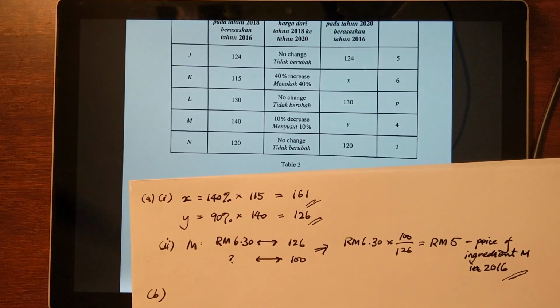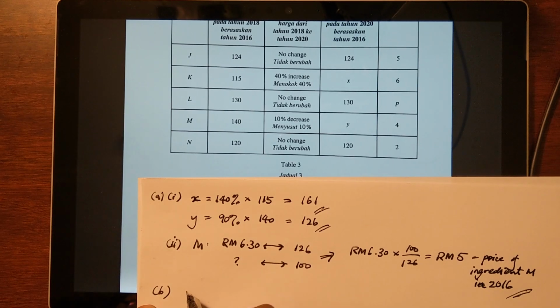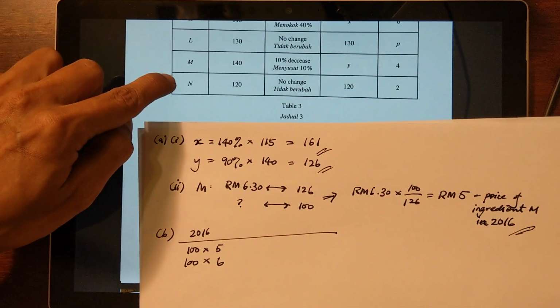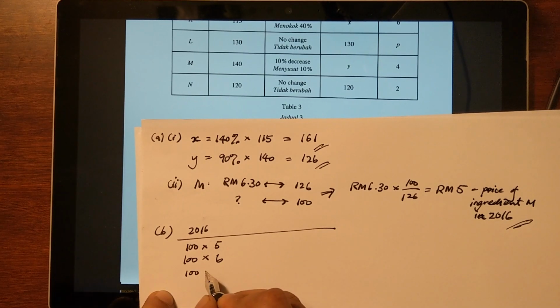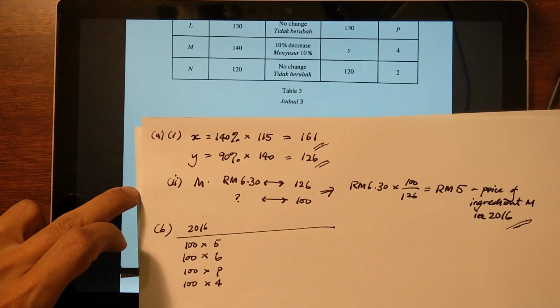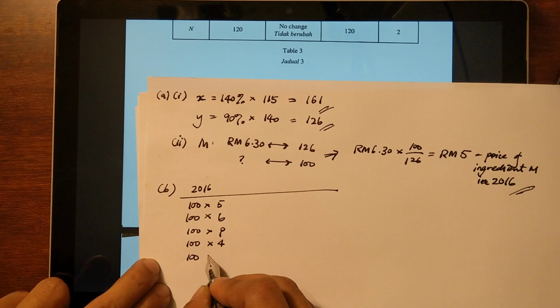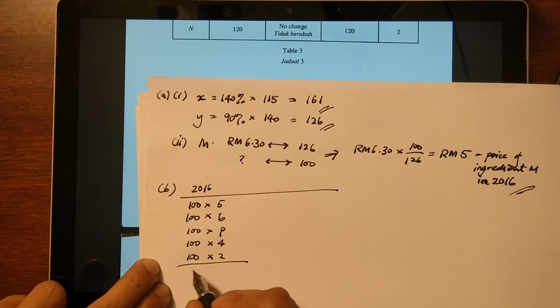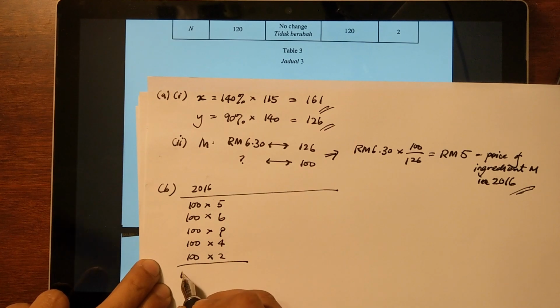you simply take the composite index and multiply everything out. So you know that in 2016 you had a composite index of 100 times 5 for ingredient J, and 100 again times 6 for ingredient K. Right, 100 times P, 100 times 4, and finally 100 times 2, which gives you a grand total of, let's calculate that out, 1700 plus 100p.